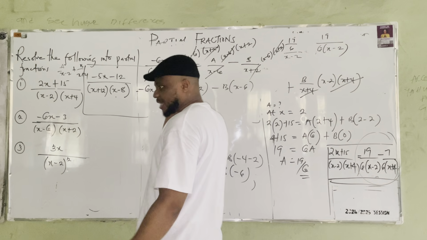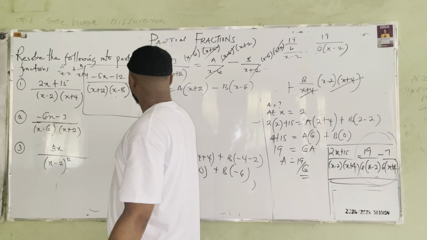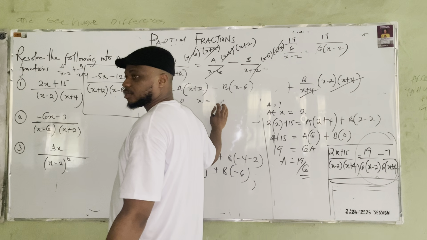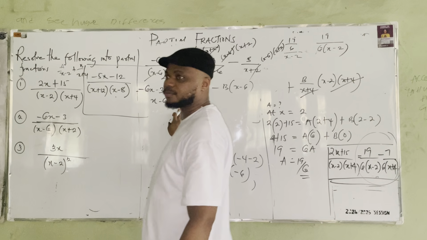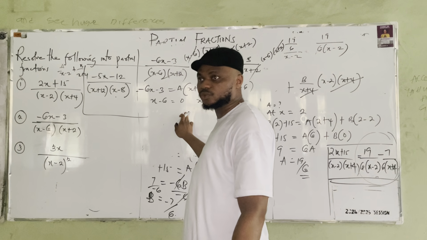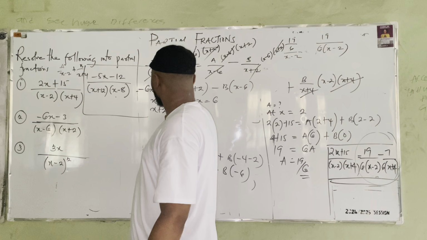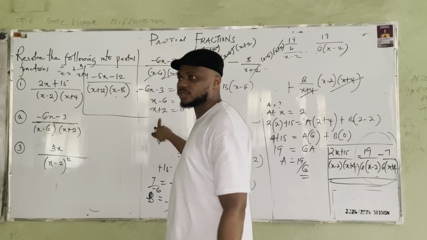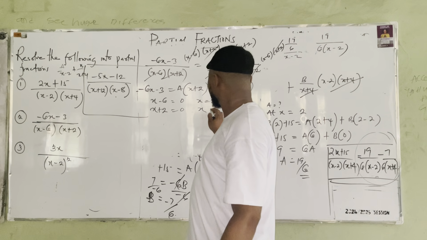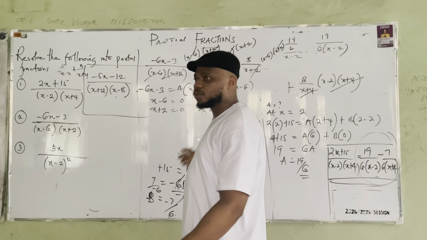So what do we do at this point? We equate these two guys to 0. So we say x minus 6 equals 0, x will be what? Plus 6, because minus 6 will cross over, x will be 6. If x plus 2 equals 0, x will be what? Minus 2. It will change the sign to be equal to minus 2. So what do we do at this point?